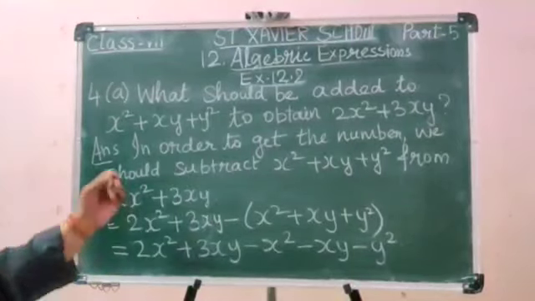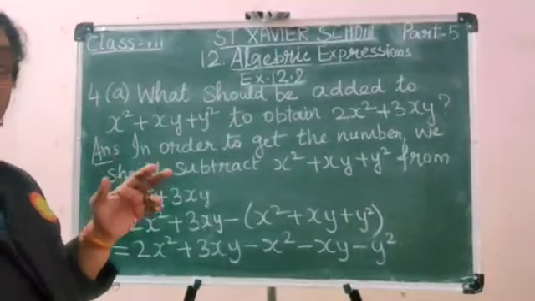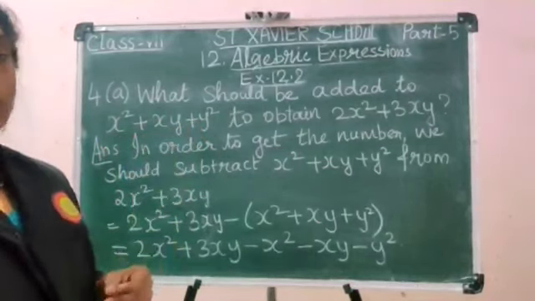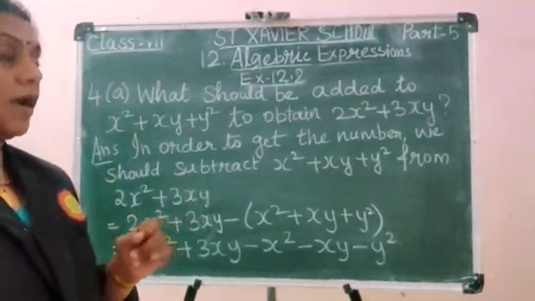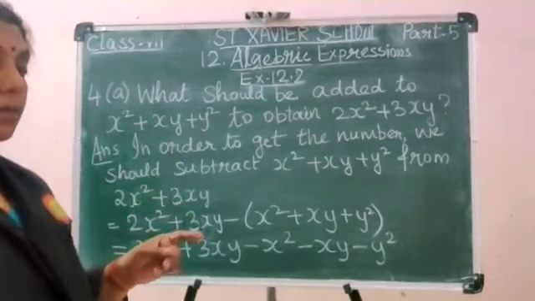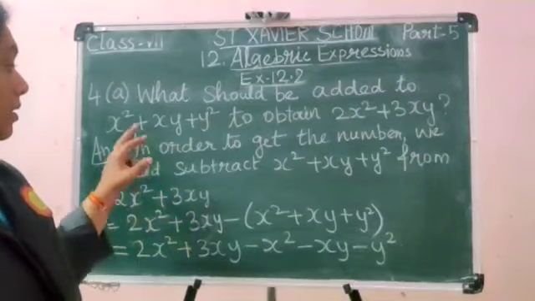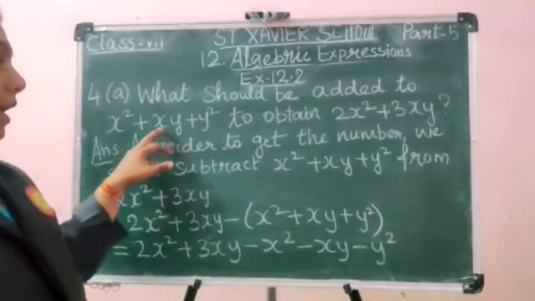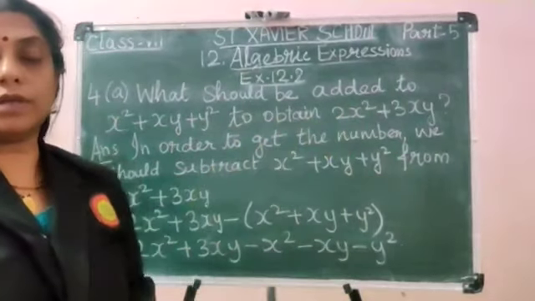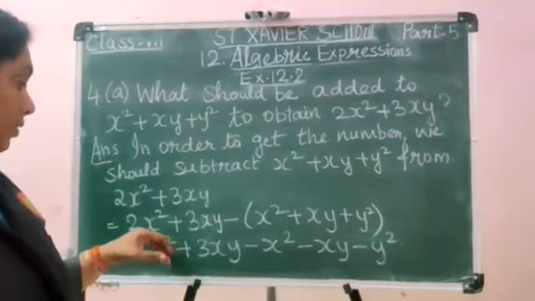Now question number 4. A. What should be added to x squared plus xy plus y squared to obtain 2x squared plus 3xy? So now in order to get the number, we should subtract x squared plus xy plus y squared from 2x squared plus 3xy. So we do subtraction for that.